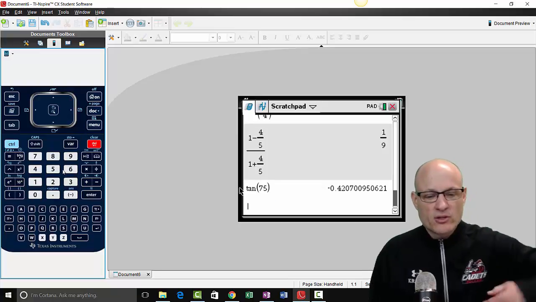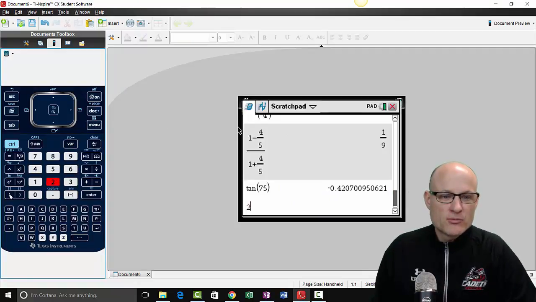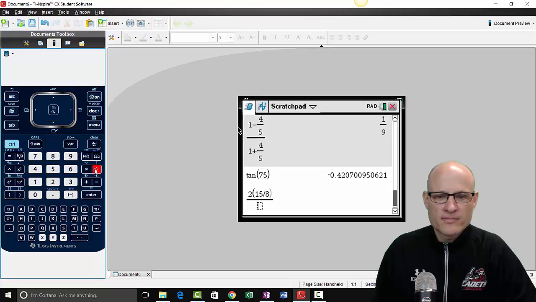This is why it's important that you look at your formula. It's 2 parentheses, so it's 2 parentheses 15 divided by 8, all control division. Hopefully that gives it to me. Good. 1 minus parentheses 15 divided by 8 squared.